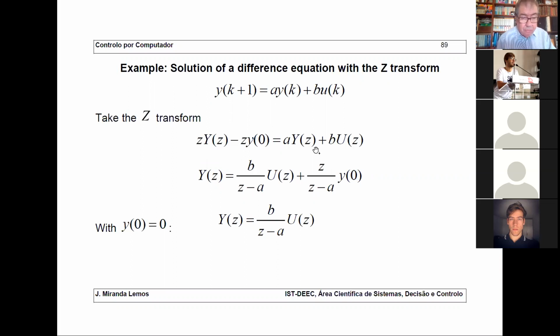So you solve this with respect to y of z, and you get the sum of two terms. One term depends on the input, that's a forced regime, and the other term depends on the initial condition. That's a transient regime. Now if the initial condition is 0, this transient is not there, and all you get is this term here. Now, imagine, for instance, that u of k is a constant equal to 1, then you know u of z. It's z divided by z minus 1. You can look at the table.